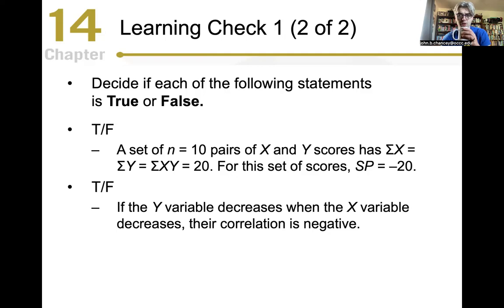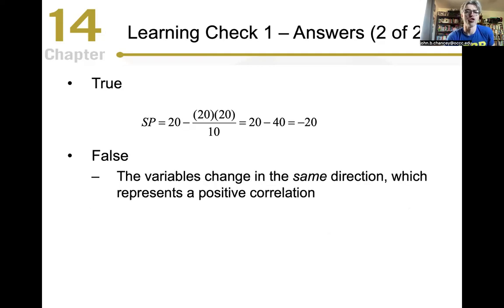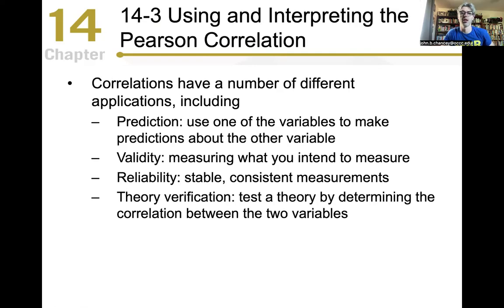Okay, hopefully you have your answers written down. The first one is true. We can just plug those values in: 20 minus 20 times 20 over 10 gives us 20 minus 40, which equals negative 20. And then the second one is false. If they change in the same direction, whether going down or going up, that is a positive correlation. I know that might sound a little weird, but that's what's happening.